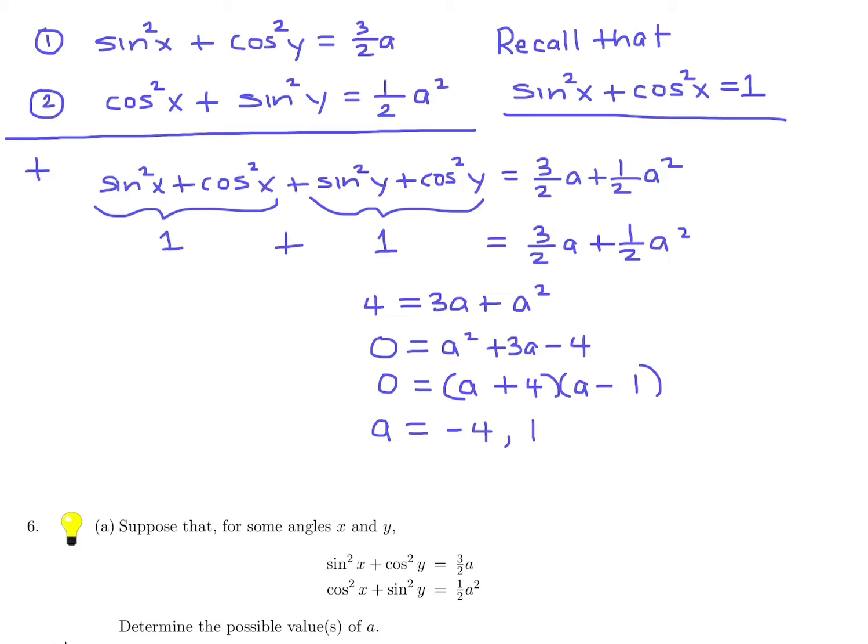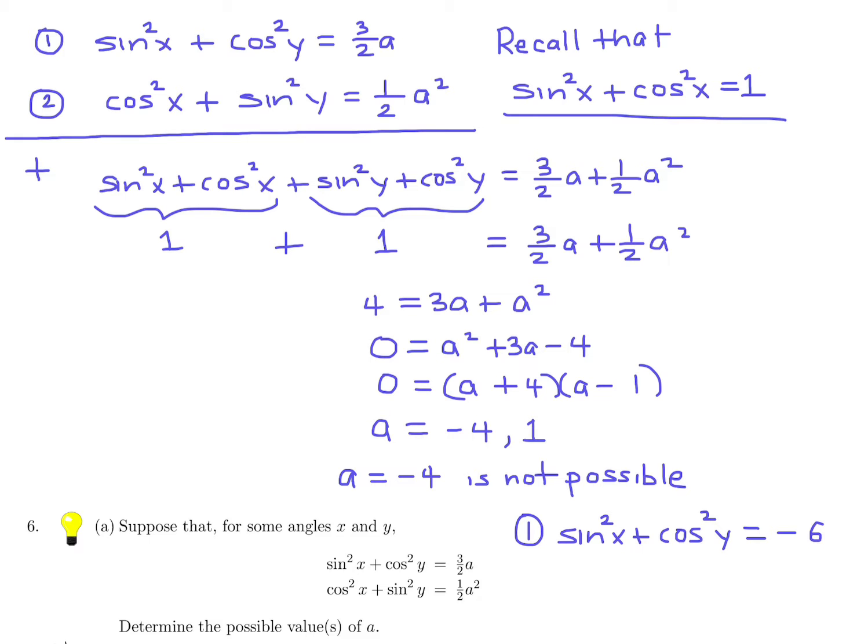Okay, as always on these kinds of exams, we have to verify, especially when there are sines and cosines or logs. That's another one, to ensure that the values that we get are actually legitimate. Well, when you do that, you'll find out that a equals negative 4 is not possible. You say, well, why? What's the story here? Well, the reason is because if a is equal to negative 4, then equation number 1 would become sine of x squared plus the cos of y squared is equal to negative 4 times 3, which is negative 12 divided by 2, negative 6. And obviously that's not possible. There's no way you can get negative 6.